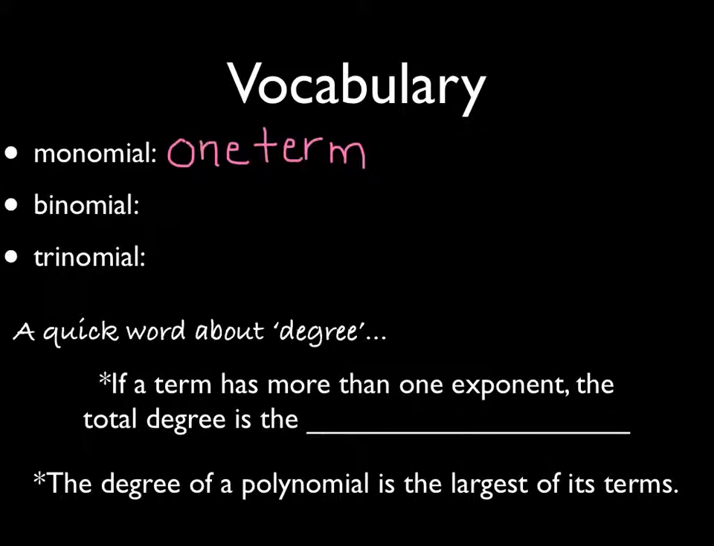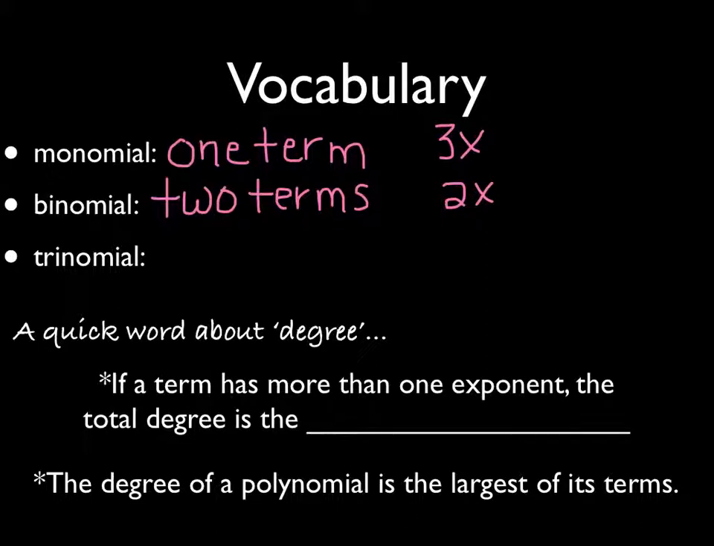So like 3x, that's a monomial. If I just had 3x by itself, that would be considered to be a monomial. What's a binomial? Two terms, yep. So like 2x squared plus 5. That'd be a binomial.